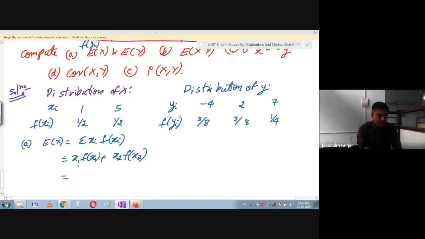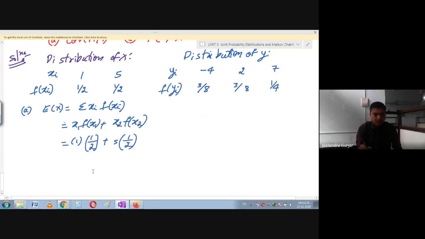Yes. So just substitute. X1 is nothing but 1. We'll put 1. F of 1 is nothing but 1 upon 2 plus x2 is nothing but 5, and f of x2 is nothing but 1 upon 2. So what is our expectation, students? Sum of xi's into f of xi. So what will I get here, students? Please calculate and tell me. Meantime, I will also calculate for expectation, sum of yi into f of y. So just please use the calculator and tell me what is the answer.